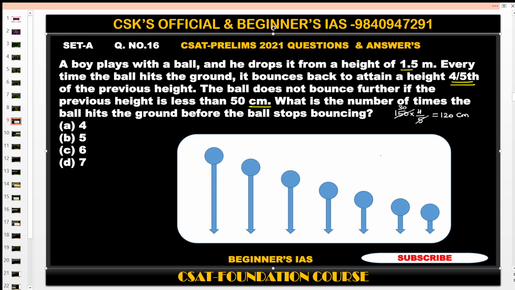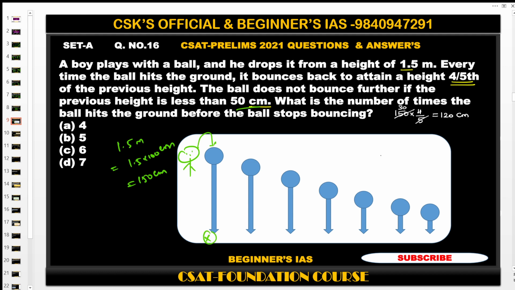First of all, let us take this as a ball here. The boy is placing the ball here. It drops from 1.5 meters. Listen carefully: it is in meters, but here it is in centimeters. First of all, convert this into centimeters. Therefore 1.5 times 100 is 150 centimeters. So this is the first time hitting.